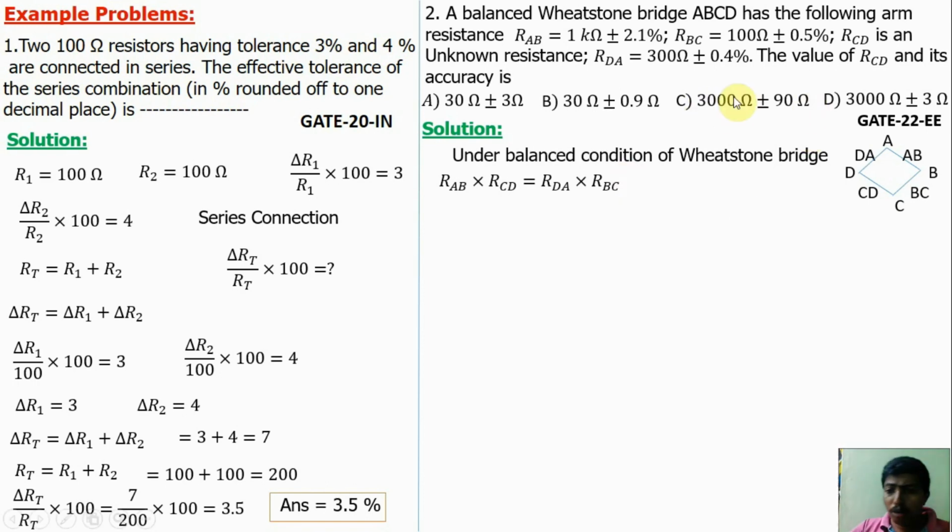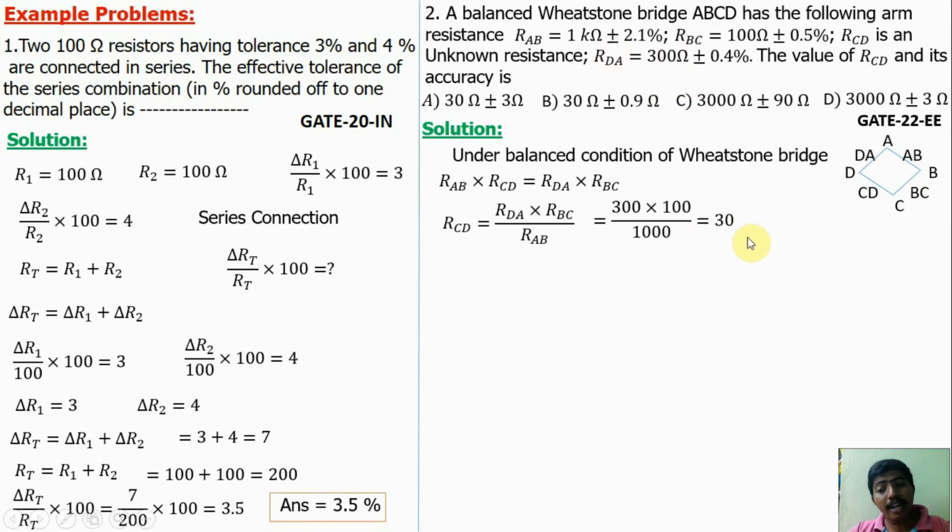We have to find RCD. So RCD is equal to RDA times RBC by RAB. Okay, this is a product and division term. Rule 3. The value will be, so RDA is 300, RBC value 100 is given, RAB 1000 value is given. So we will get RCD is 30.